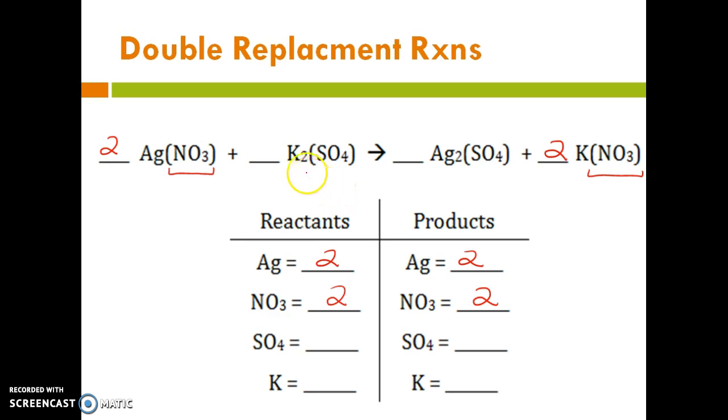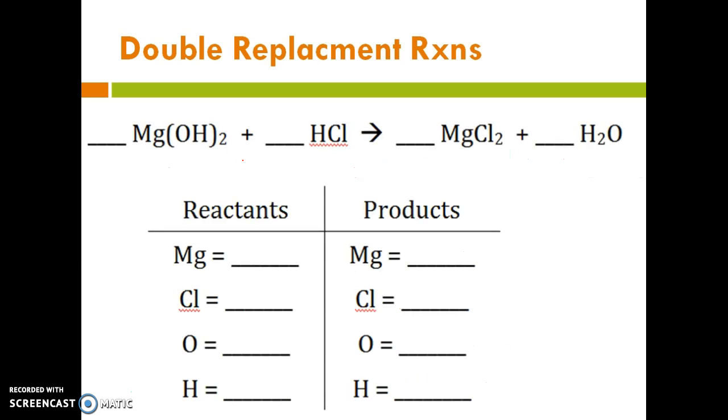Let's count those. There are 2 potassiums on the reactant side and 2 on the product side. And so what's left are the sulfates. There's 1 sulfate group and 1 sulfate group. So this is balanced. If these polyatomics are on both sides, it's much easier for counting's sake if you keep them grouped as one polyatomic, rather than look at all the nitrogens and all the oxygens separate. So try your hand at this double replacement reaction and then come on back and I'll give you the answers.